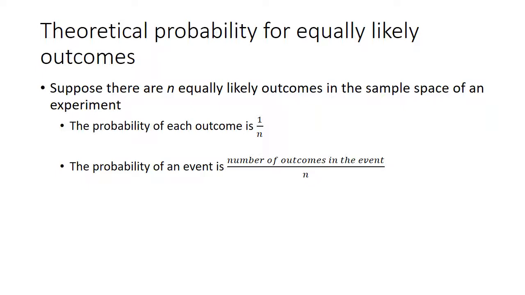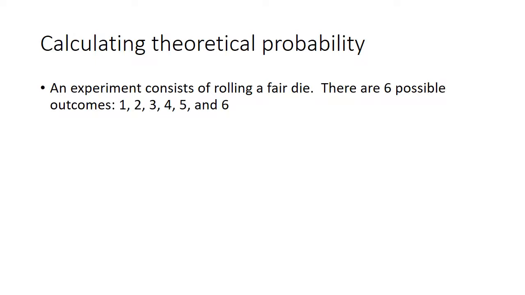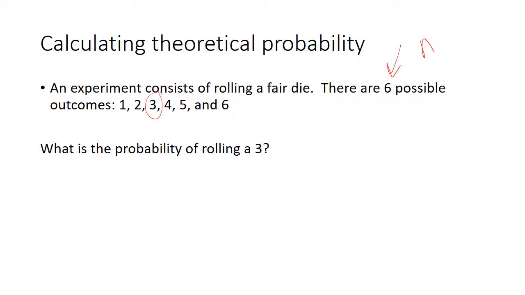Let's do some examples. Let's say we have an experiment that consists of rolling a fair die, and there are 6 possible outcomes. You can get a 1, a 2, a 3, a 4, a 5, or a 6. So there are 6 possible outcomes. This 6 is going to be our n. What is the probability of rolling a 3? Well, there's only one 3, so the probability of a single event is going to be 1 over n. In this case, our n is 6, so we would say 1 over 6.